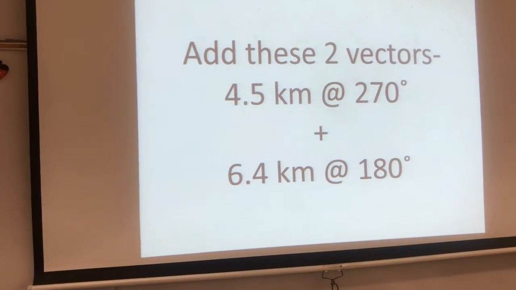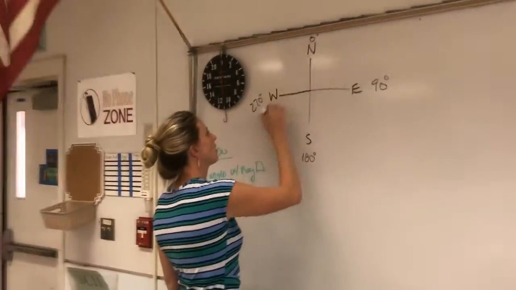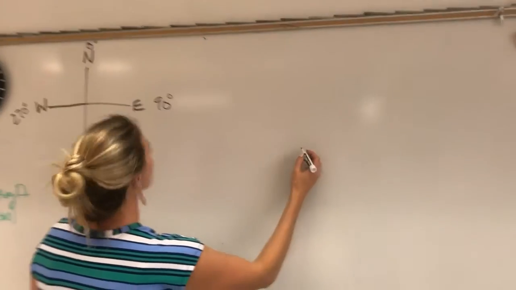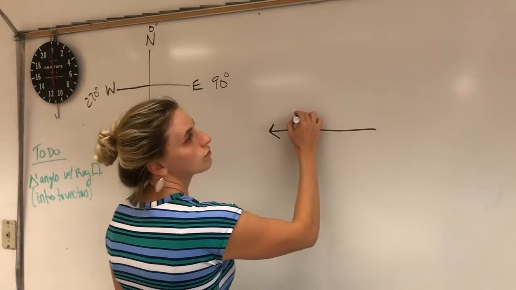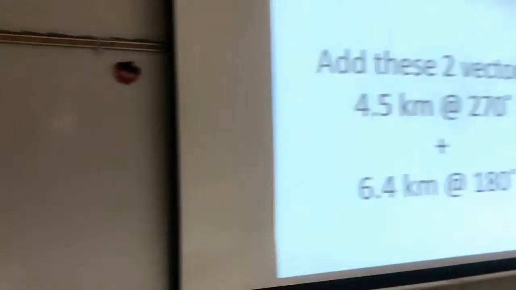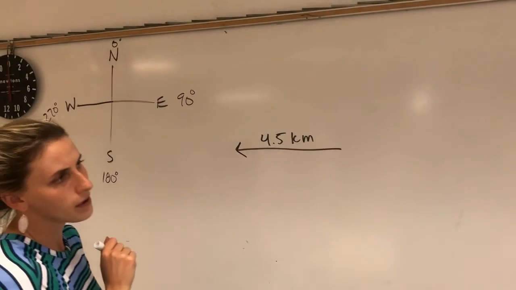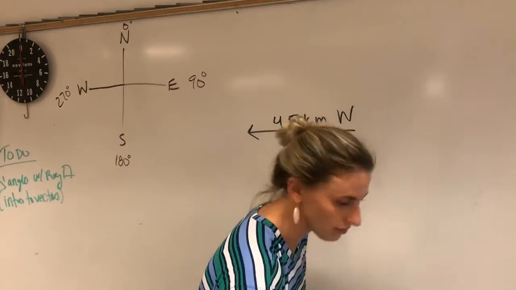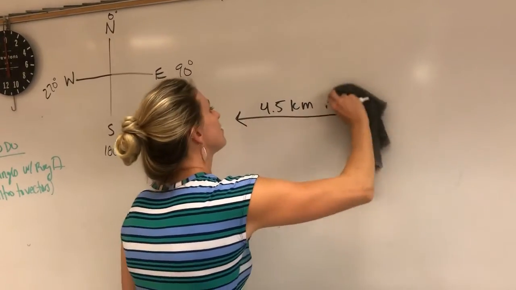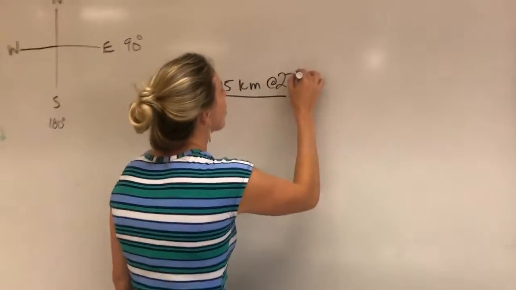270, where is that on a map? Up, down, left, or right? Left. So I'm going to go ahead and draw this like this. This is 4.5 kilometers at 270. And I got that because 270 is right here. Include the direction in your label. Good idea. West. Actually, I'll say at 270. They are the same thing.